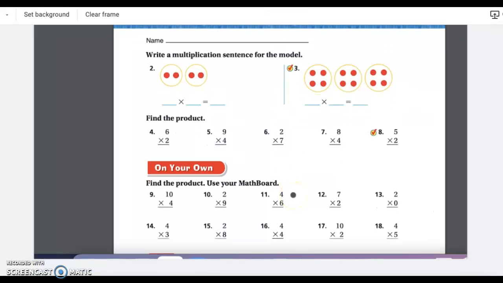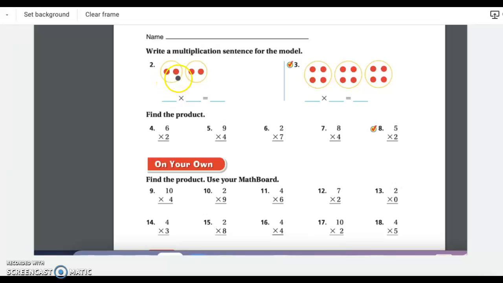On this page, you are going to do some simple multiplication. You're going to do some on your own. What does this picture show? This shows 2 groups of 2. 2 times 2 is 4. This shows 3 groups of 4, and 3 times 4 is 12. Now, these you are doubling.